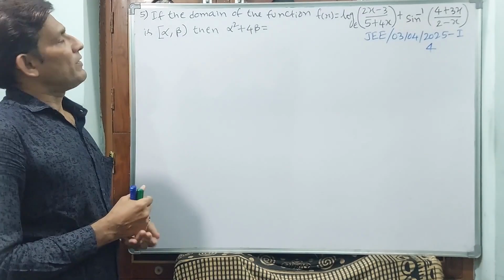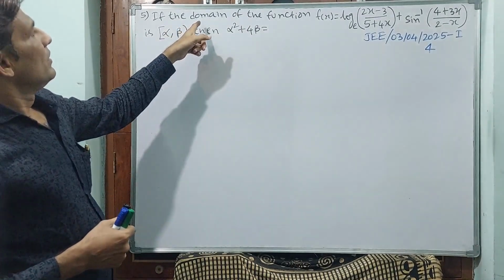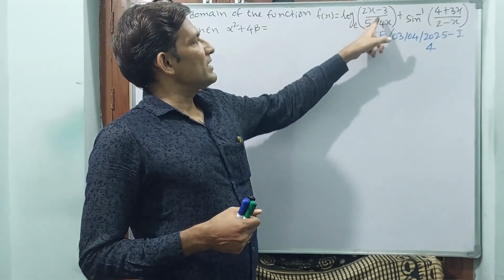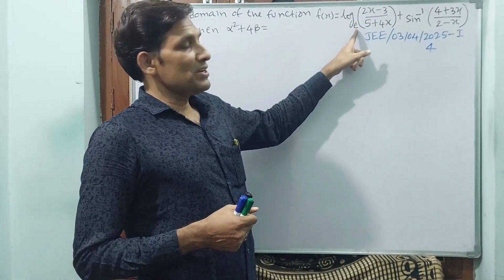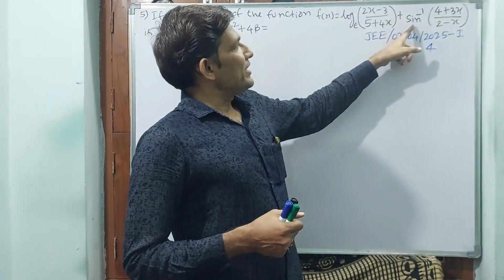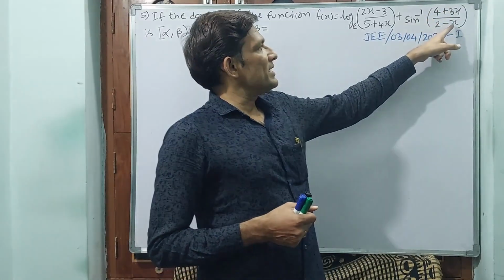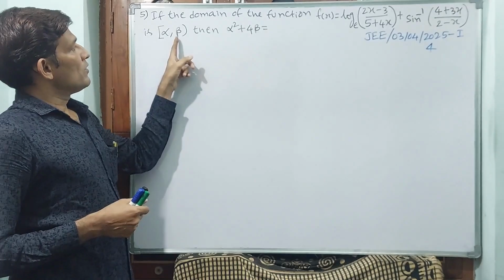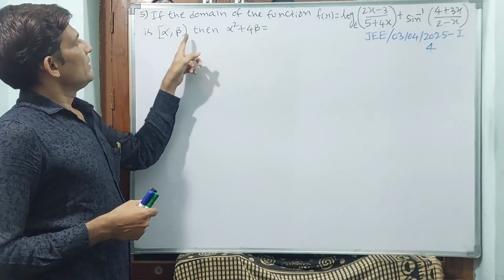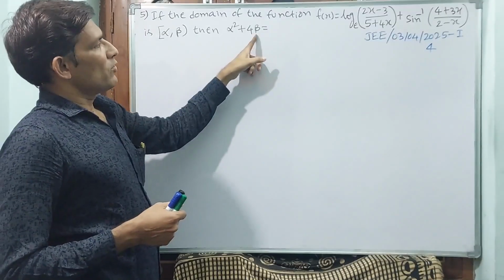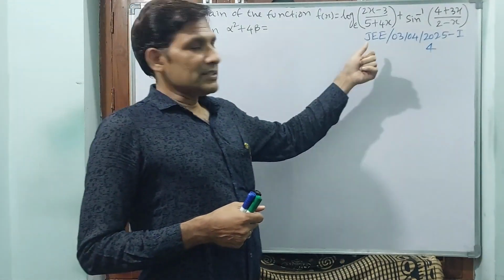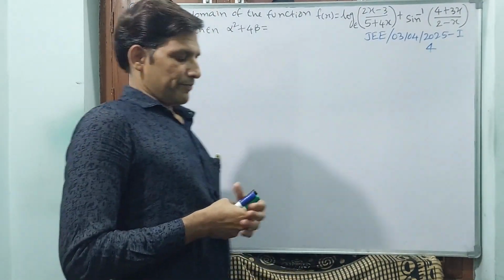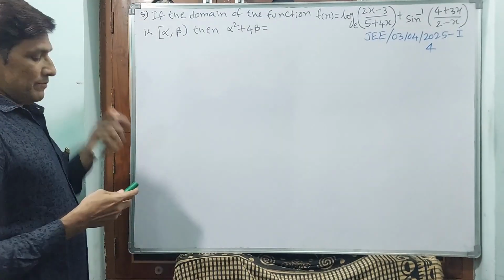Okay, see question number 5. If the domain of the function f of x is equal to log base e of (2x minus 3) by (5 plus 4x) plus sine inverse of (4 plus 3x) by (2 minus x) is the closed interval alpha to the open interval beta, then what is the value of alpha square plus 4 beta? This question was asked in JEE 3rd April 2025 first shift. Answer is 4.